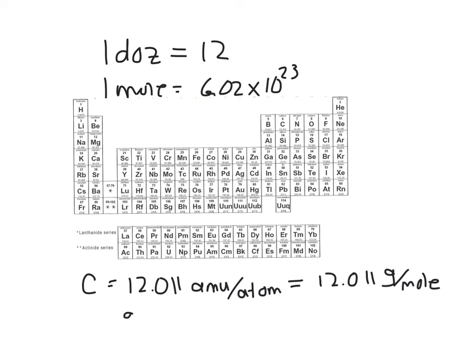Thus, the atomic mass for any element has the same numerical value as the molar mass for a given element. The atomic mass is the mass per atom in units of AMU. The molar mass is the mass per mole in units of grams.